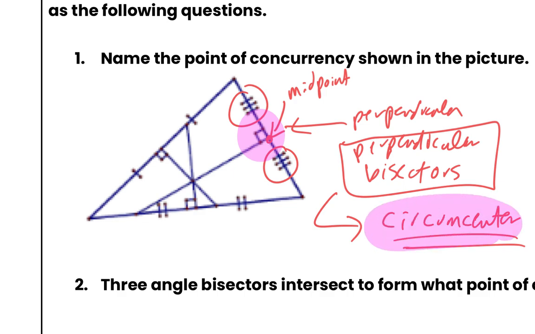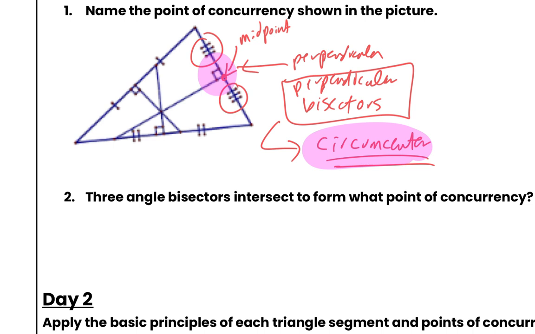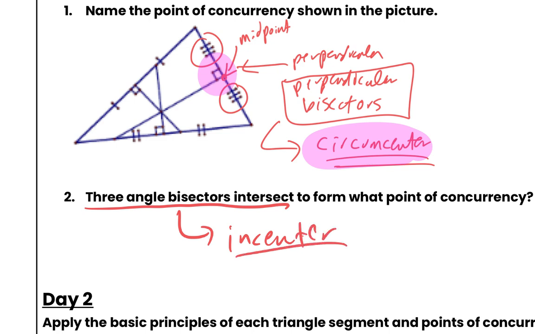All right, so I'm going to challenge you to see if you can get these on your own first, and then you can watch the video of me doing it. All right, next question. Three angle bisectors intersect to form what point? What's your answer on that one? We know that 3 angle bisectors form the incenter. Incenter. Okay, next.